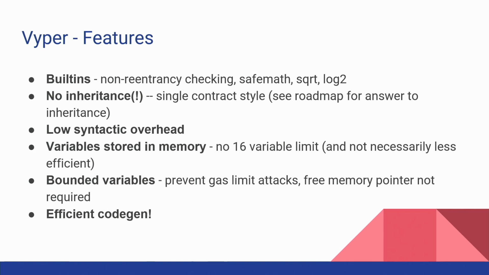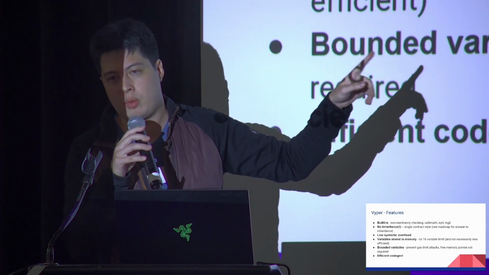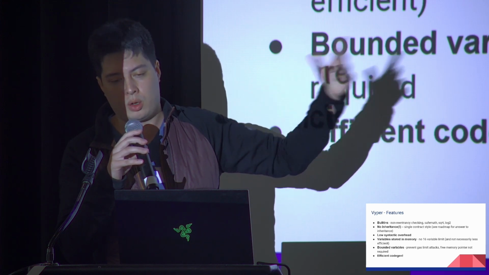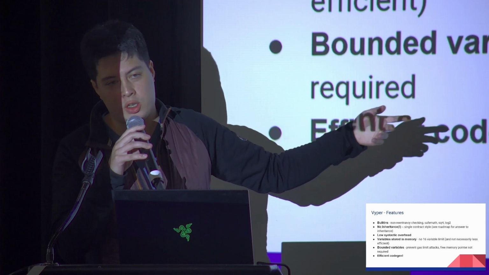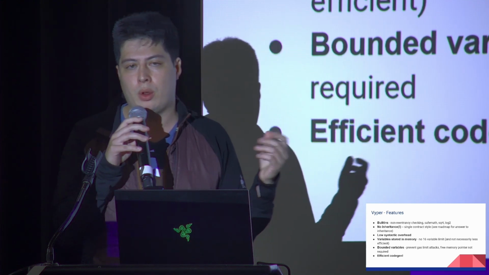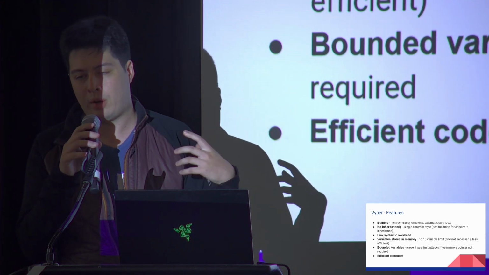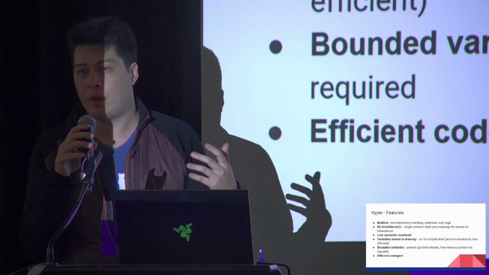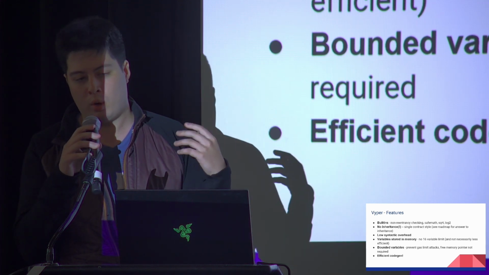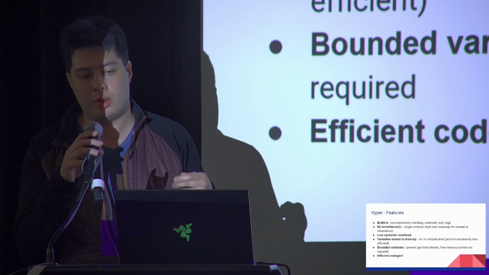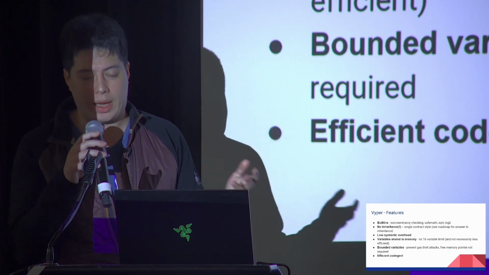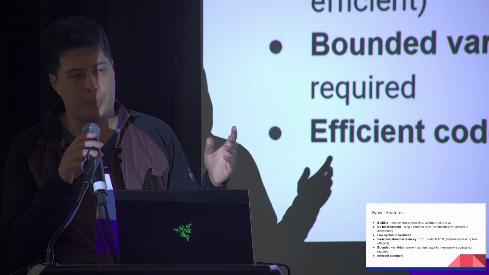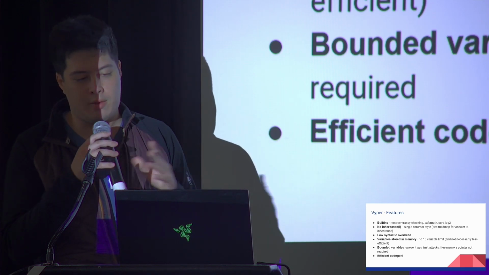So we've got some cool built-ins. Non-reentrancy checks are built into the language. I'll go into that in a bit. Safe math. We've got some math functions. A lot of people are coming from a Python background when they're doing data science, and a lot of people who do ML or whatever, they expect math to be built into the language, and so we're trying to add math to the language. Vyper doesn't have any inheritance.